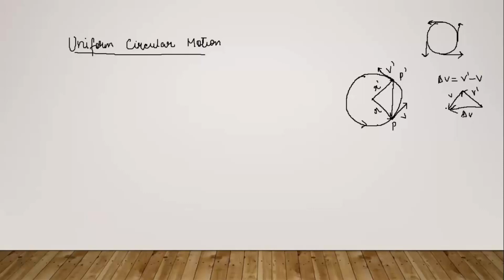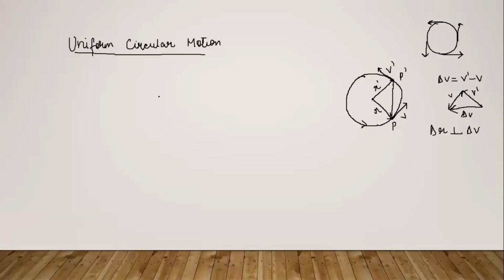So this delta v vector is perpendicular to the delta r vector, because as we can see in this diagram, this position vector is always perpendicular to the velocity vector. This r is perpendicular to v. This r prime is perpendicular to v prime, because v is always drawn as a tangent at this point. So they are always perpendicular. So we can say that delta r is perpendicular to delta v. We can say it this way also.